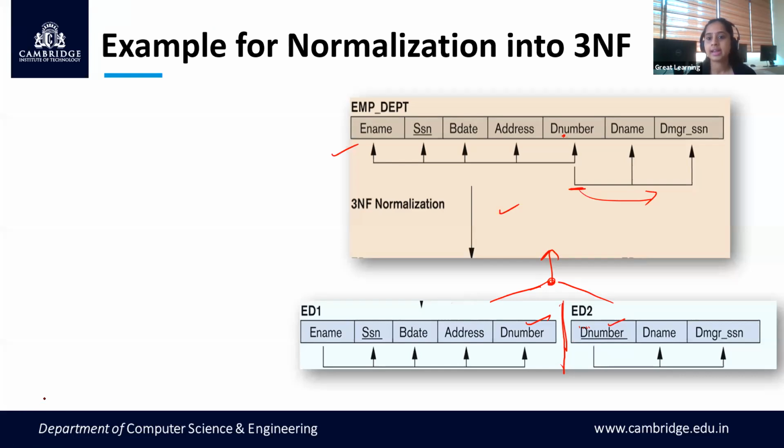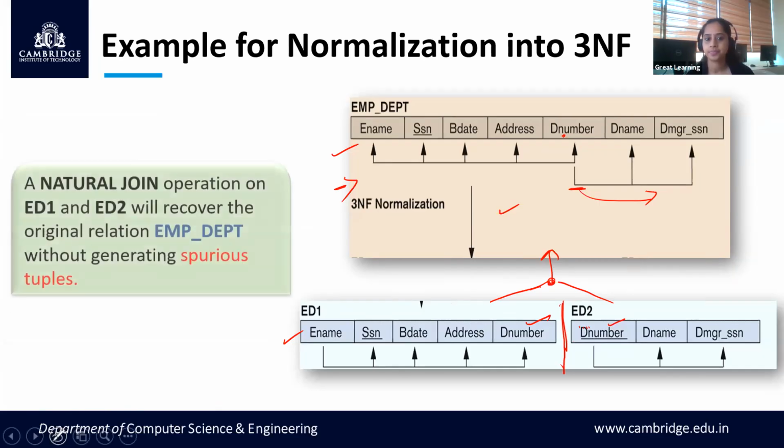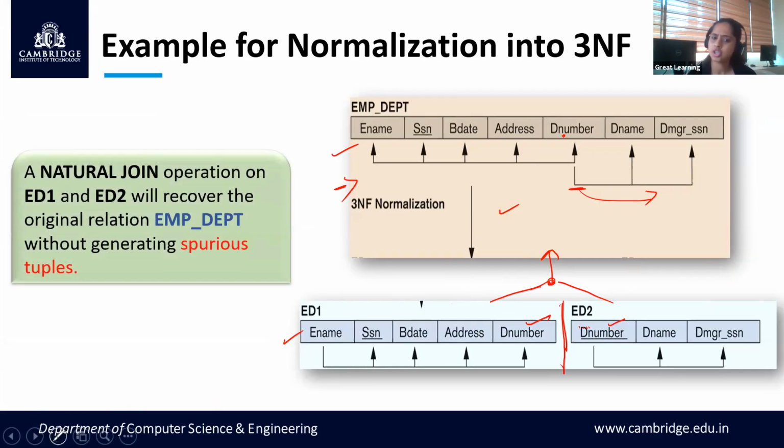In the original table, redundancy and null values will be high. In order to avoid that redundancy, I am breaking it so that I do not lose any data when I join it back with the original table. So that's a note. A natural join or any join operation on ED1 and ED2 will recover the original relation employee department without generating spurious tuples.